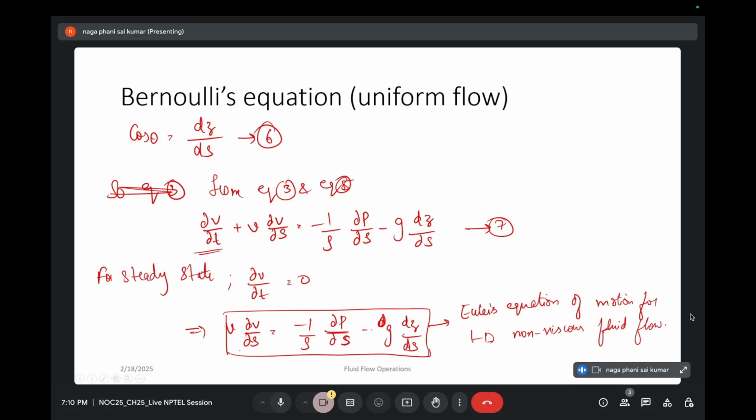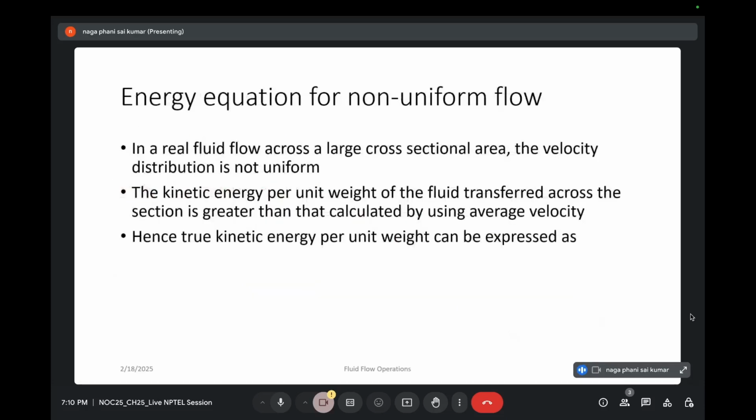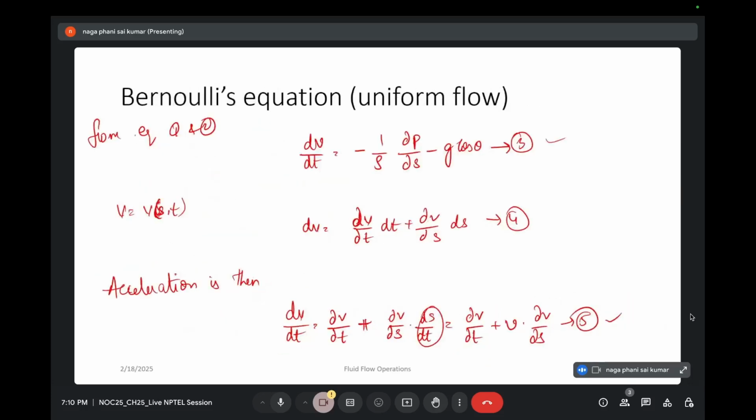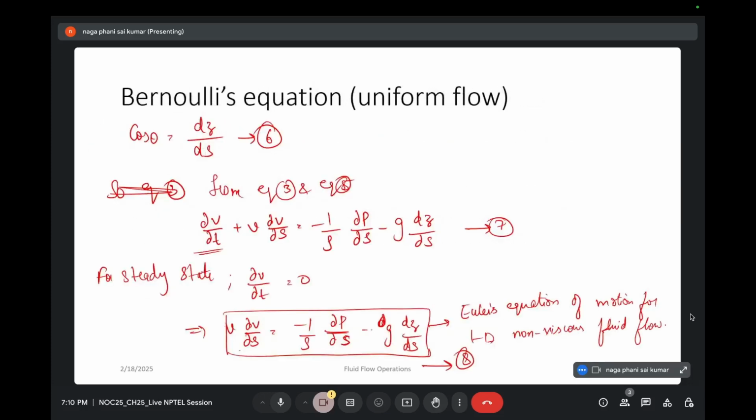So now let's say this is equation 8. We don't have space, I guess. If you integrate this equation with respect to s to obtain the relationship between points at a finite distance along the streamline, you will get v square by 2 plus integral of dp by rho plus gz is equal to constant.